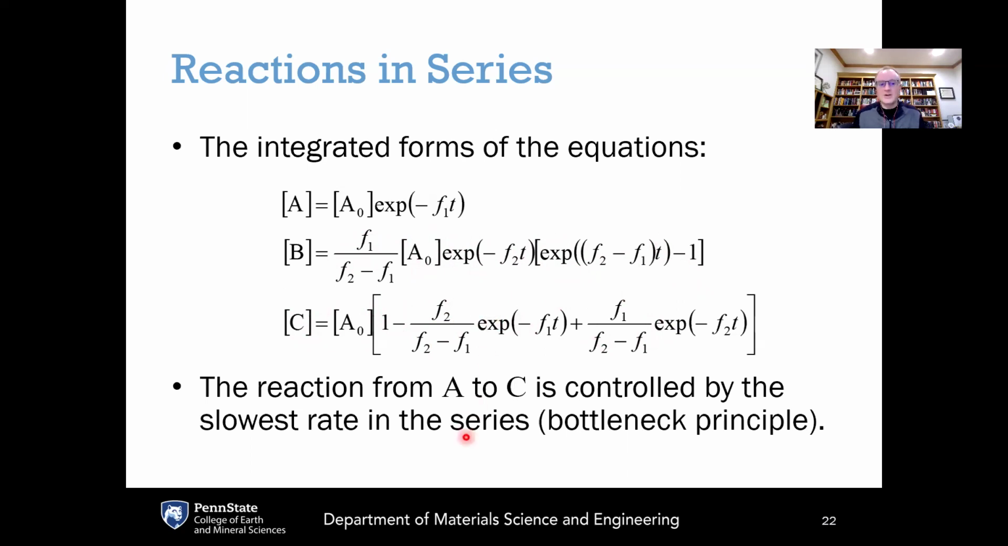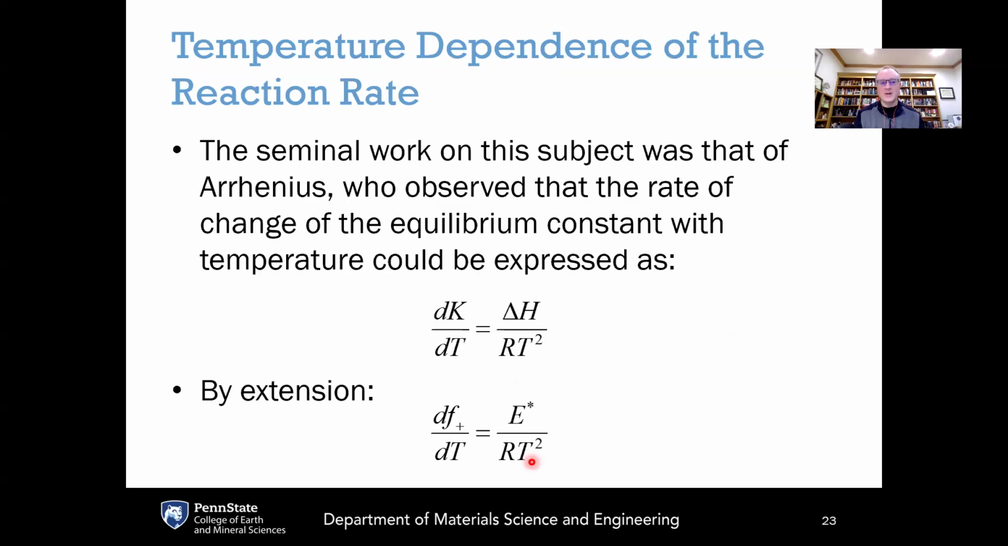And qualitatively here, the thing to note is that the reaction from A to C, the overall reaction rate, is controlled by whichever is the slowest rate in the series. This is known as the bottleneck principle in chemical reaction kinetics. So if you want to accelerate an overall reaction rate, if you're, say, producing some chemical, you need to identify which is the slowest part of that reaction. That is the bottleneck, and then do something to accelerate that part of the reaction.